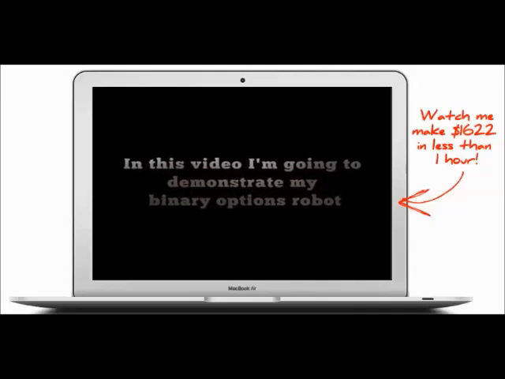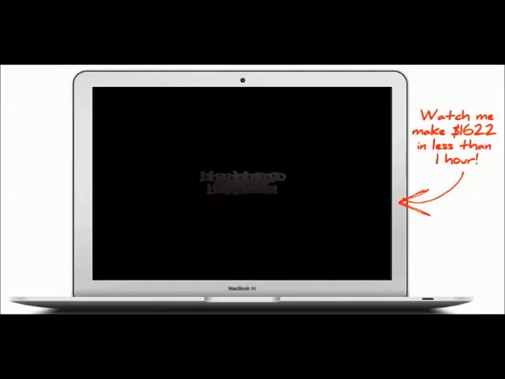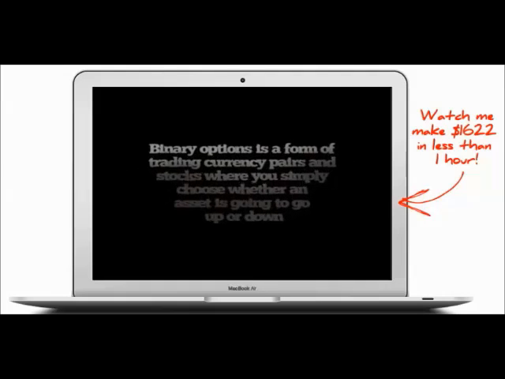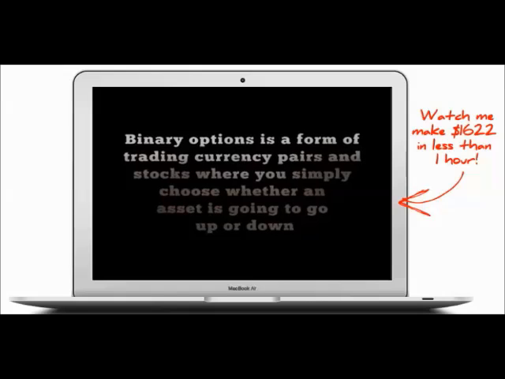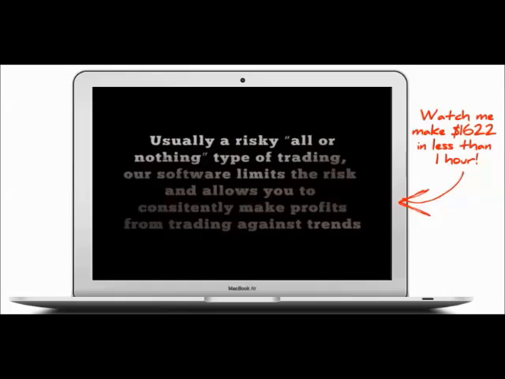In this video, I'm going to demonstrate my binary options robot. Binary options are a form of trading currency pairs and stocks where you simply choose whether an asset is going to go up or down. Usually a risky all-or-nothing type of trading, our software limits the risk and allows you to consistently make profits from trading against trends.